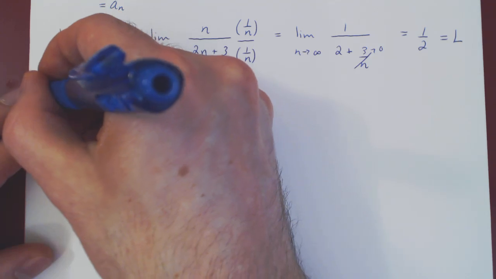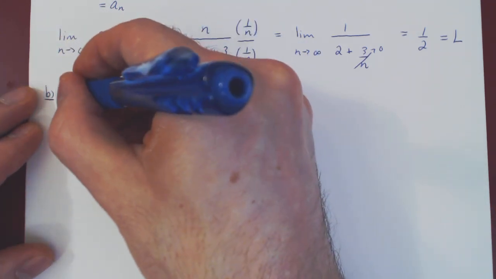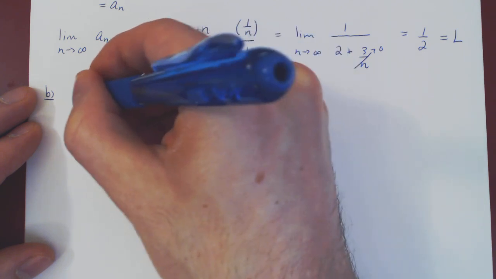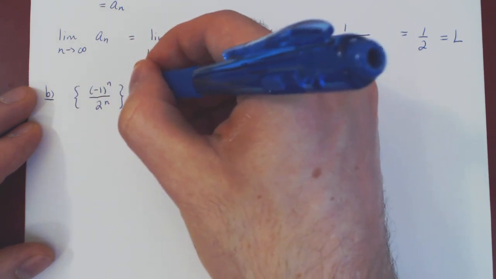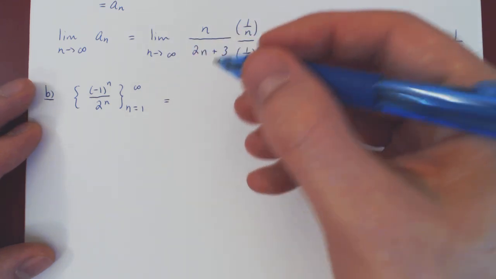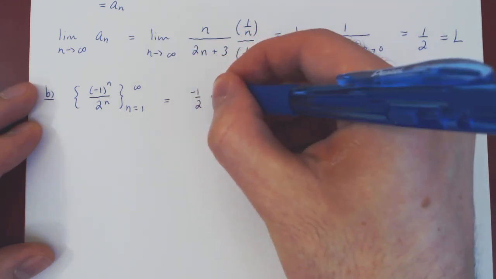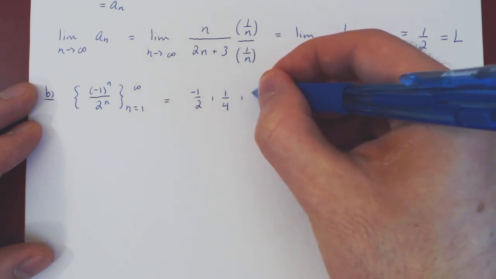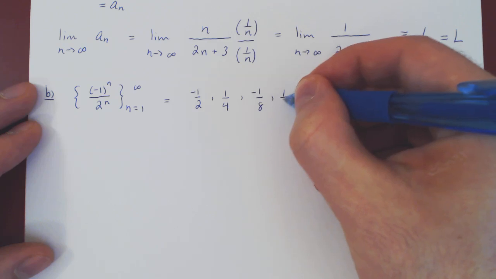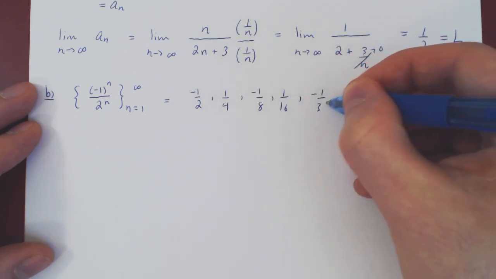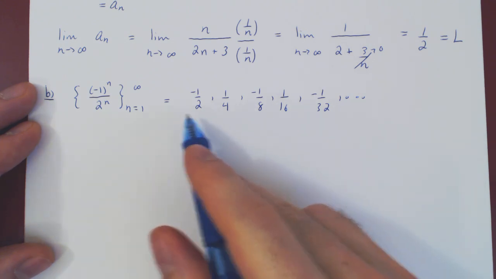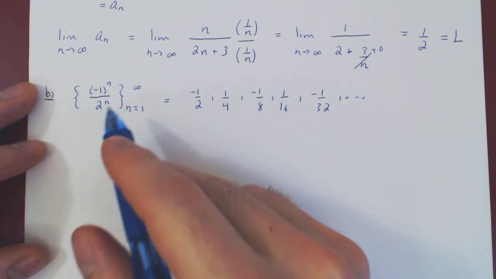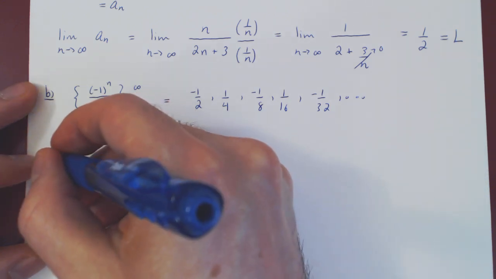What was our second sequence? Well, if you recall, it was negative 1 to the n over 2 to the n, again ranging from 1 to infinity. The first few terms are negative 1/2, positive 1/4, negative 1 over 8, 1 over 16, negative 1 over 32, and so forth. Before we look at the limit, let's visualize our sequence along the real axis.